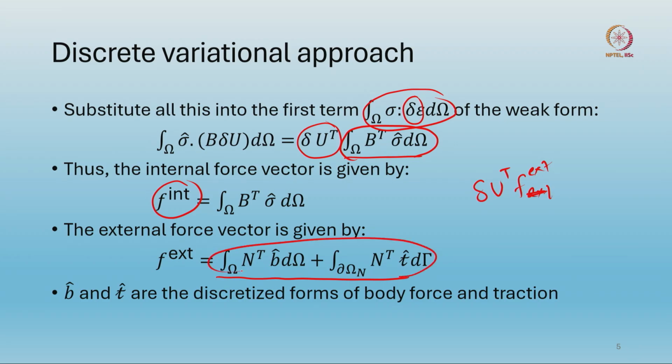Remember that the external force does not depend on U, but the internal force does depend on U. Even for a linear problem it will depend on U, but since it is a nonlinear problem, this sigma hat is a nonlinear function of capital U. Please remember that. Here B hat and T hat are the discretized forms of the body force and traction.